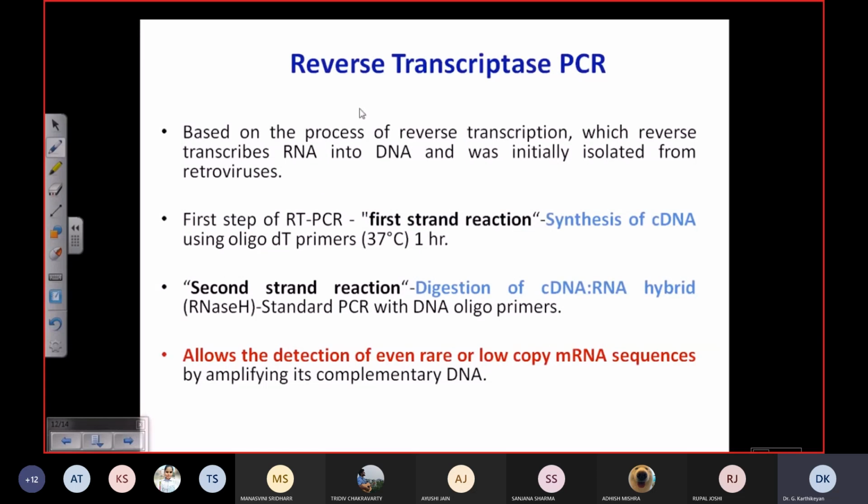Okay, guys. Now let us talk about the reverse transcriptase PCR. Remember, this reverse transcriptase PCR is also called RT-PCR. RT-PCR means reverse transcriptase PCR, not the real-time PCR. You must understand this concept.